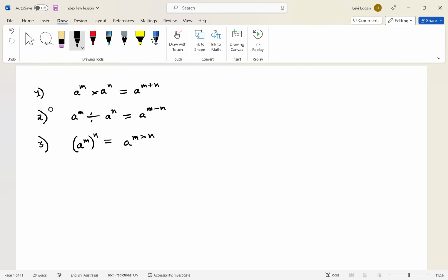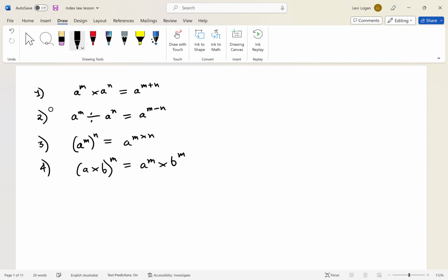Fourth law. If we have a times b, where a and b are not the same number, to the power of m, that's the same as a to the m times b to the m. So this gets distributed to all the numbers in here. This is only if it's multiplying or dividing, okay? If you have any other operation in there, this will not be the case. Like if this here was a plus sign, this would not work at all. So that's the fourth law.